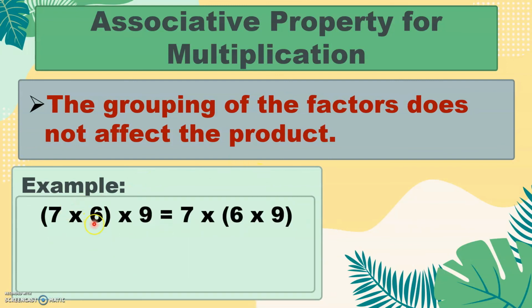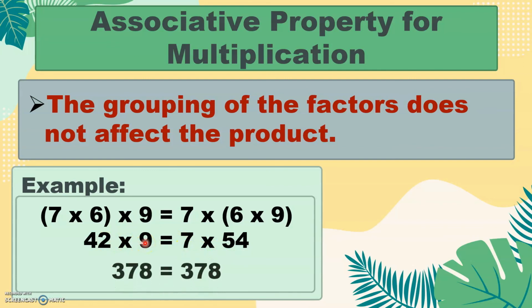Okay? So, last example. We have 7 times 6 times 9 is equal to 7 times 6 times 9. Now, the first factor that we need to multiply will be 7 times 6. And then the other side, it will be 6 times 9. So, 7 times 6 is equal to 42. Then, we'll just bring down 9. And then, 6 times 9 is equal to 54. Then, we'll just multiply both sides. So, 42 times 9 is equal to 378. And 7 times 54 is equal to 378. Again, this is associative property for multiplication. The grouping of the factors does not affect the product.